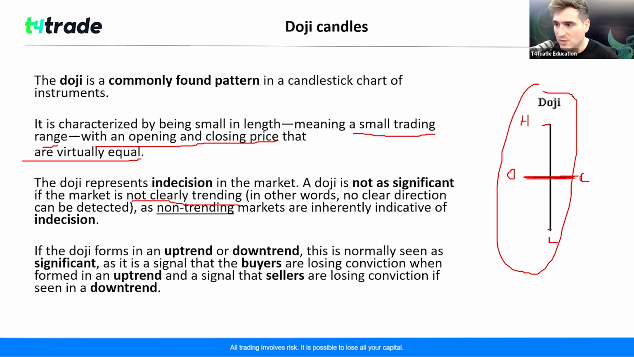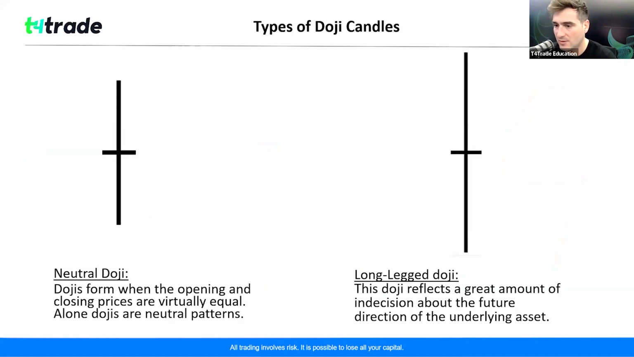What have we left behind? A doji is not as significant if the market is not clearly trending. No clear direction can be detected, as non-trending markets are inherently indicative of indecision. We mentioned this. So if the doji forms in an uptrend or a downtrend, this is exactly what I just commented. This is normally seen as significant, as it is a signal that the buyers are losing conviction if it's in an uptrend, and a signal that sellers are losing conviction if seen in a downtrend. Pretty self-explanatory.